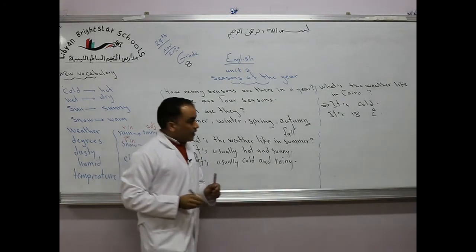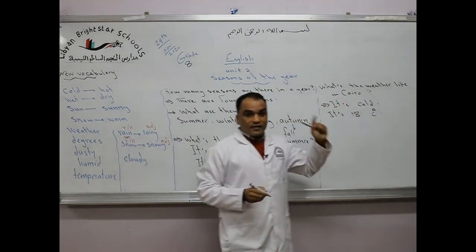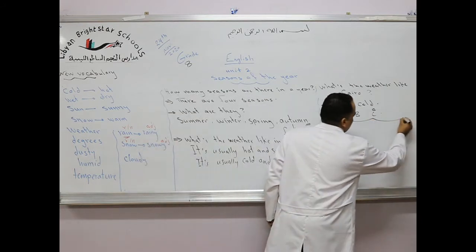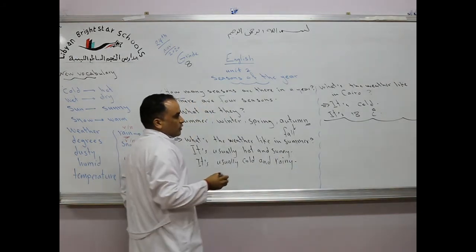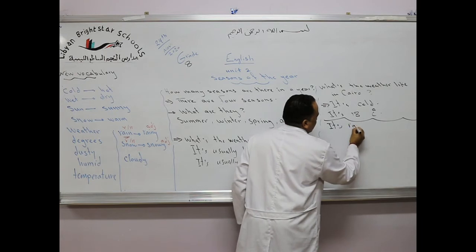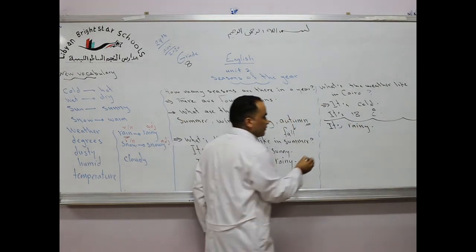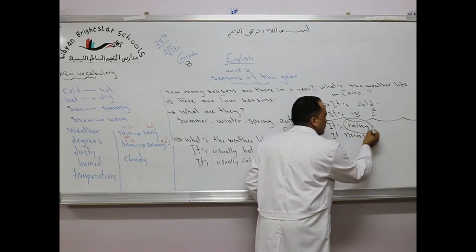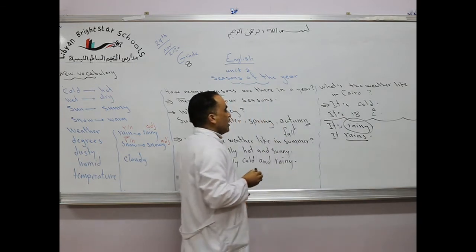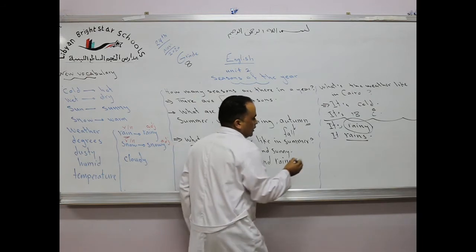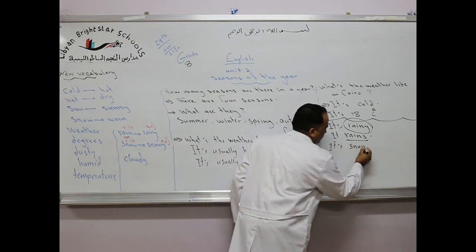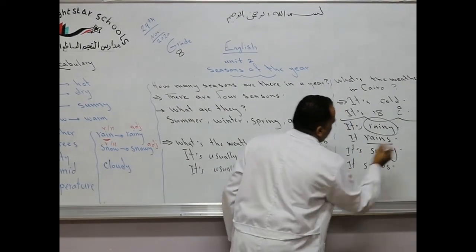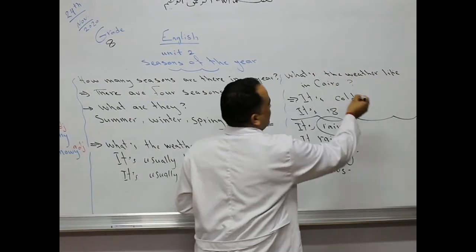Okay, to ask about the weather right now, what's the weather like? What's the weather like in Cairo and Tripoli and so on? It's cold, it's hot, it's rainy. Okay? If the weather is rainy, we will say it's rainy. And we can say it rains. What's the difference between them? Rainy is an adjective, but rains is a verb. Okay? And if the weather is snowy, we can say it's snowy. And we can say it snows. To ask about the weather condition right now, we use this question, what's the weather like?